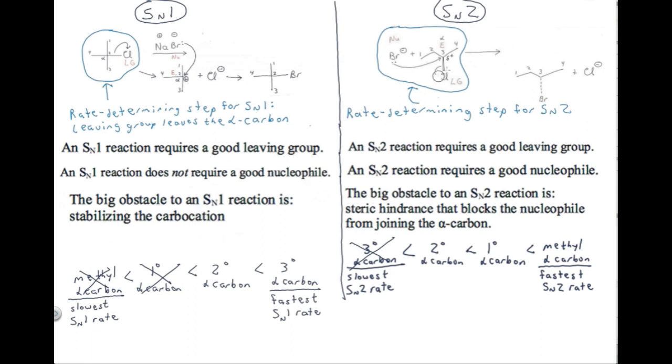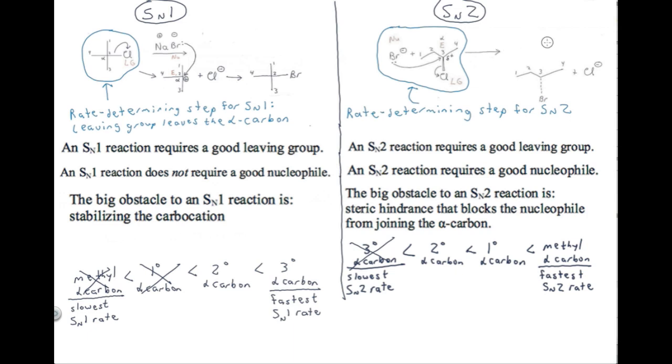Stabilizing the carbocation is not an issue for SN2 because an SN2 reaction doesn't produce a carbocation intermediate. That should have been obvious. Do you see that this SN2 reaction never produces any carbocations? What's the formal charge on carbon 3 in this picture? Neutral. And what's the formal charge on carbon 3 in this picture? Neutral. The SN2 reaction never produced a carbon with a positive formal charge.